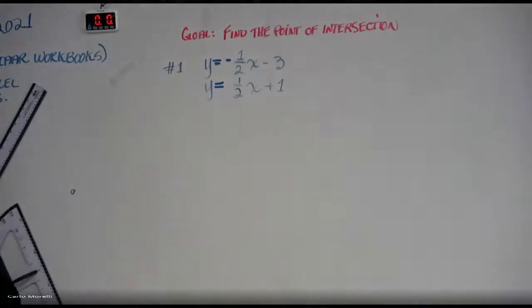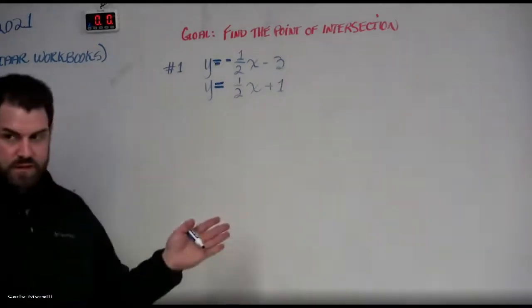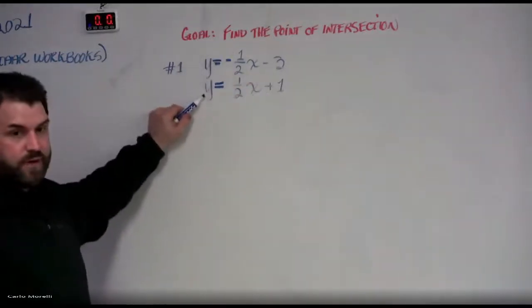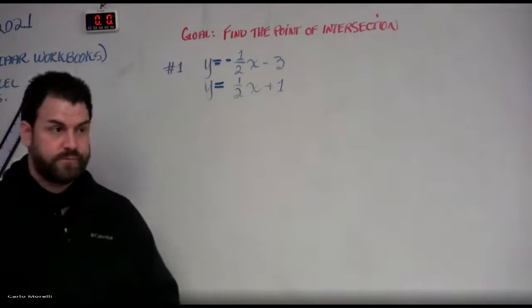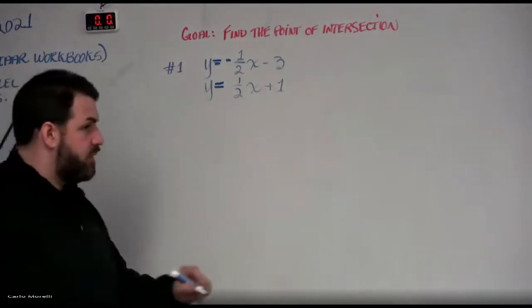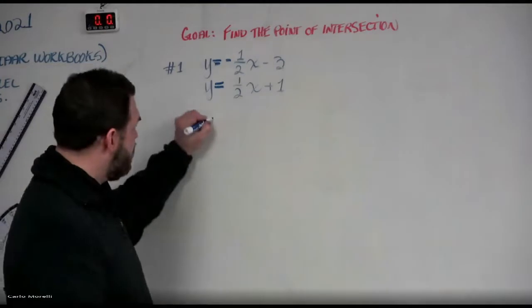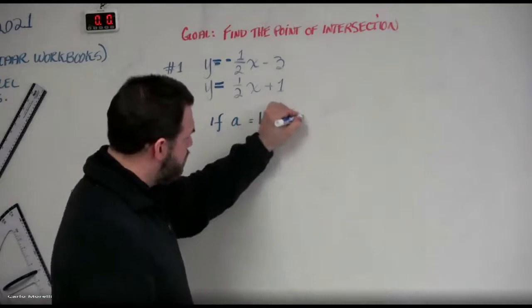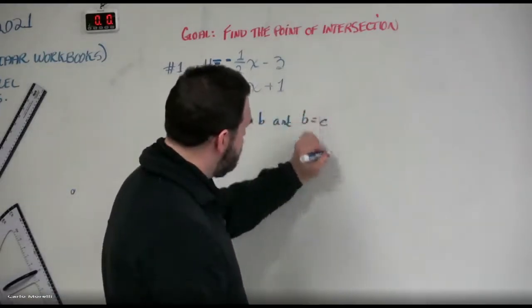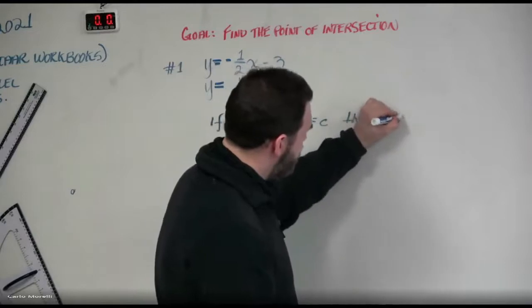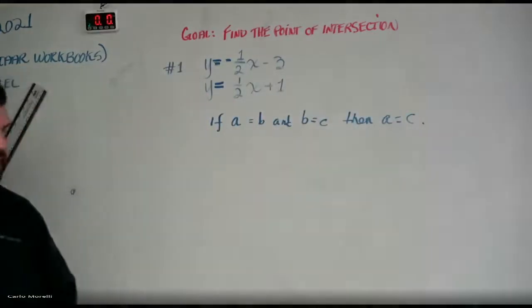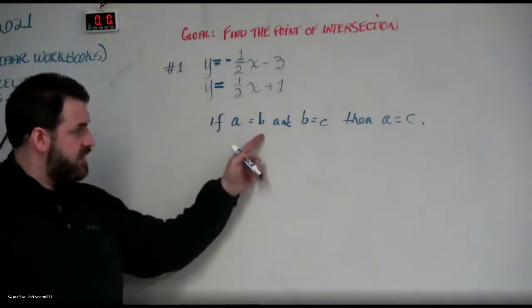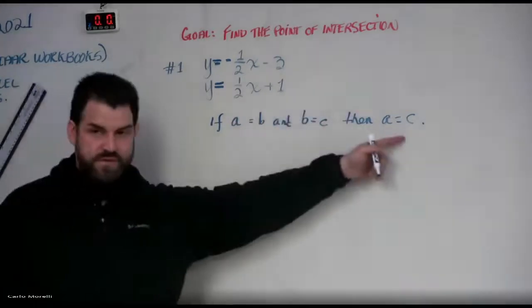Okay, so how do we solve this without a machine? Well, notice something. This says y equals, and then the second equation also says y equals. Let me show you what I mean. So here's the logic behind this. If A equals B and B equals C, then A equals C. Does that make sense? Please write this down. If A equals B and B equals C, then A equals C.